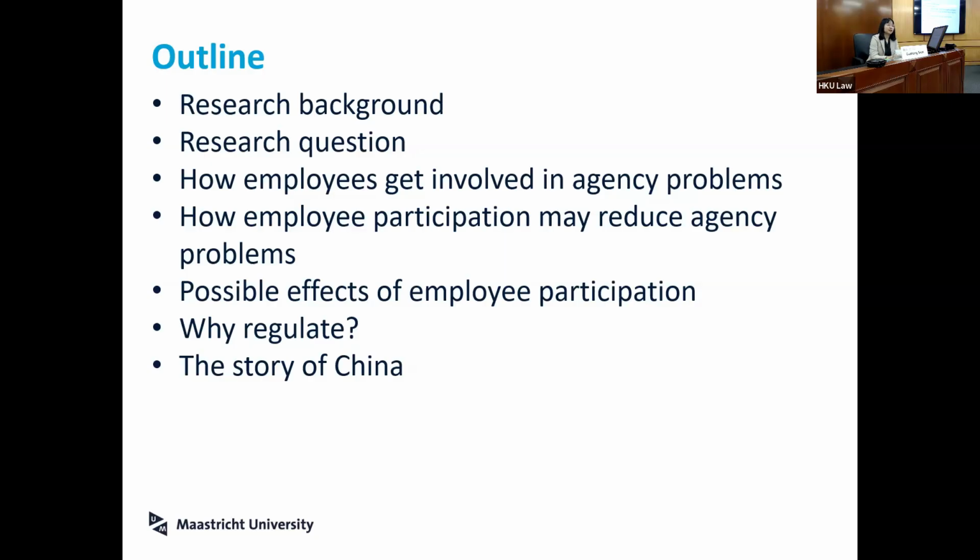So the last point will be the story of China, and there will be two parts. That's also the main findings of my PhD thesis. The main rationales of the Chinese context and how to regulate employee participation, and also the comparison between China and Germany. Yeah, because my PhD thesis also compares the practice of employee participation between China and Germany.